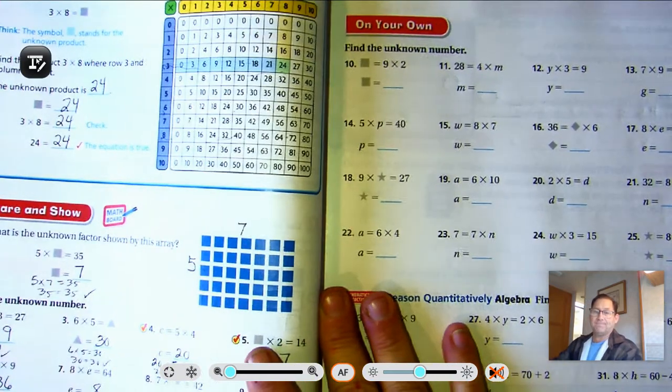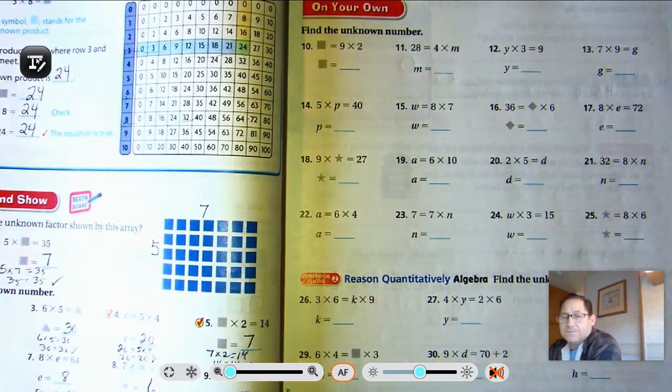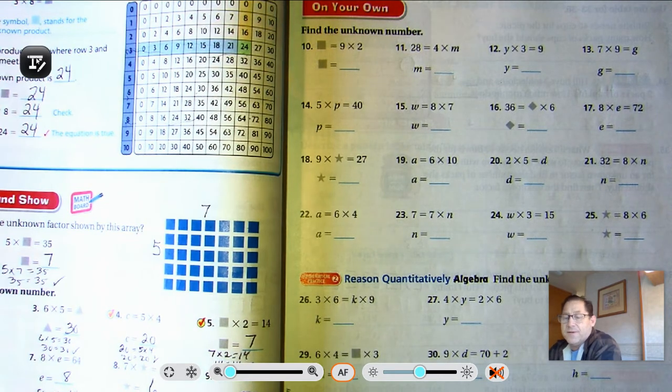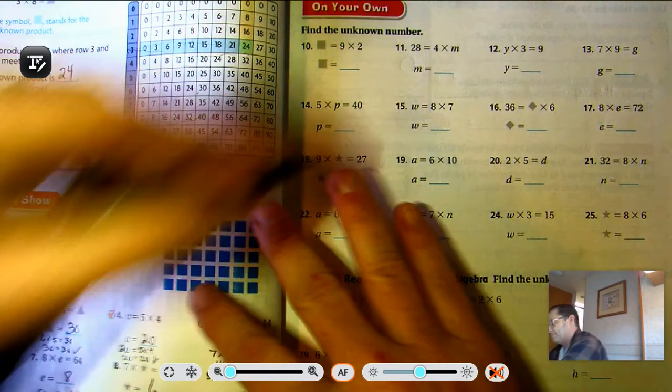All right, number 10. 9 times 2. Okay, now I'm not going to draw an array for that one. That is a basic, simple math fact. It's also easy to just count forward on that, or to just add 9 twice. 9 twice is 18.